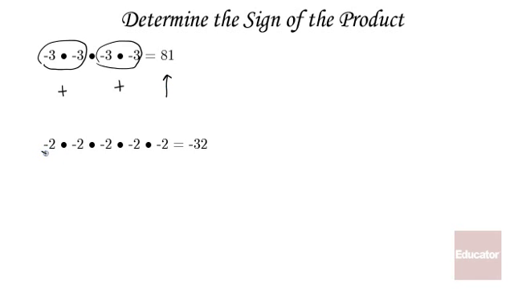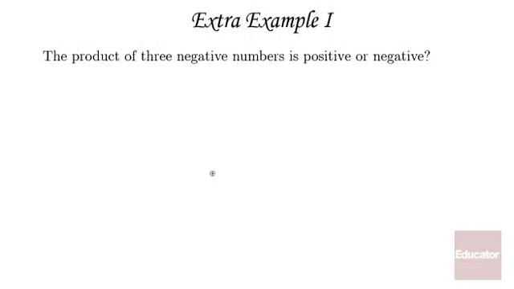In this situation, a negative times a negative is a positive, a negative times a negative is a positive, but it's an odd number of negative signs. And I end up with 1 negative here. So my final answer will be negative. See if you can answer this question. The product of 3 negative numbers, is it positive or negative? So think about the number 3 for negative signs.